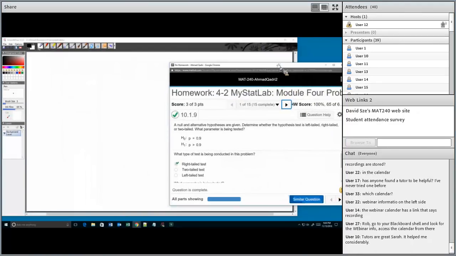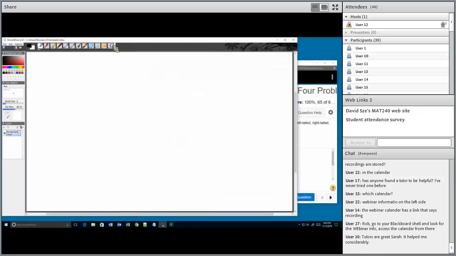Okay. All right. So let's go to the homework. Now tonight we're going to talk about confidence interval. Hypothesis testing. It's a little bit different than last week, but the concept is very much the same.